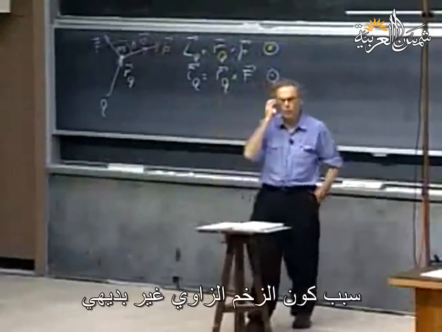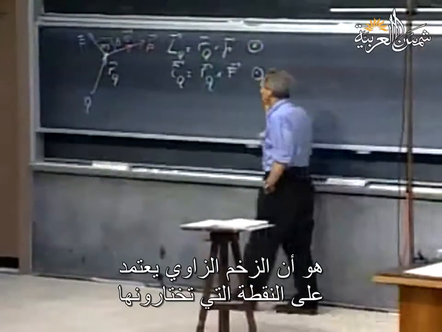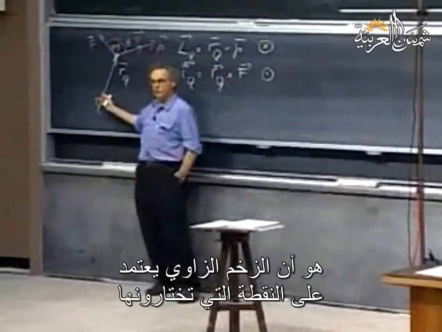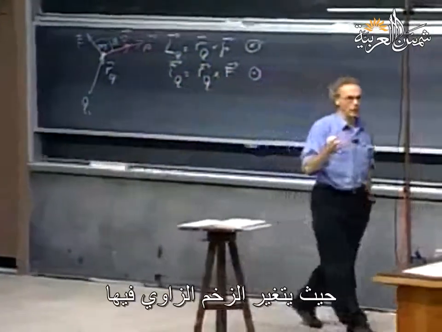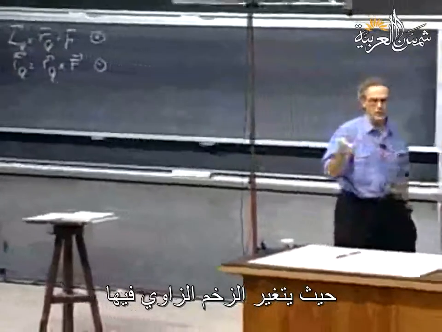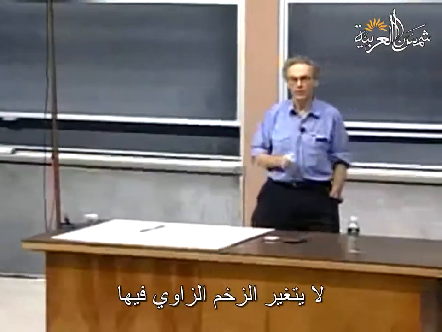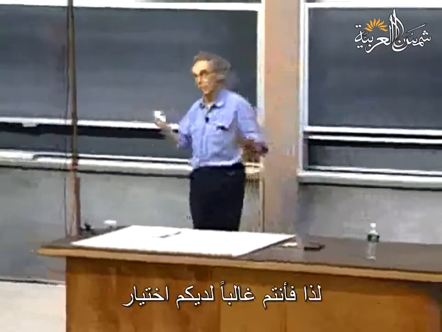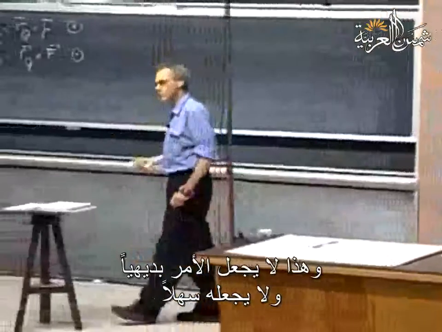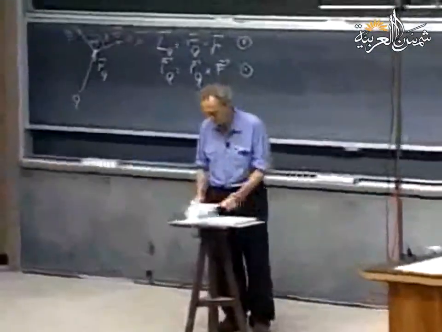The reason why angular momentum is so non-intuitive is that it depends on the point you choose. And in one problem, you can sometimes pick a point about which the angular momentum changes, but in the very same problem, you can pick a point about which the angular momentum doesn't change. And both solutions would be perfectly valid. So you often have a choice, and that doesn't make it very intuitive, that doesn't make it very easy.